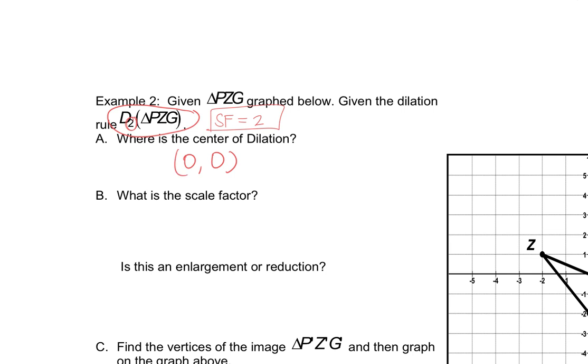What is the scale factor? Well, we looked for it and we saw it earlier in our example. So SF, the scale factor, equals 2. Is this an enlargement or reduction? Well, because the scale factor is greater than 1, it's actually 2. This is an enlargement.